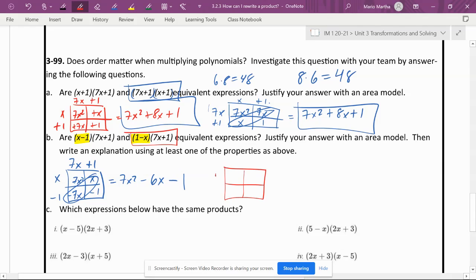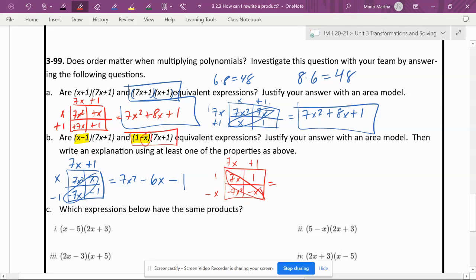So we're going to put 1 and then negative x. So this one, the x is negative, so be careful there. So 1 times 7x is 7x. 1 times positive 1 gives us positive 1. Negative 7 times negative 7x would be negative 7x squared. Negative x times positive 1 gives us negative x as well.